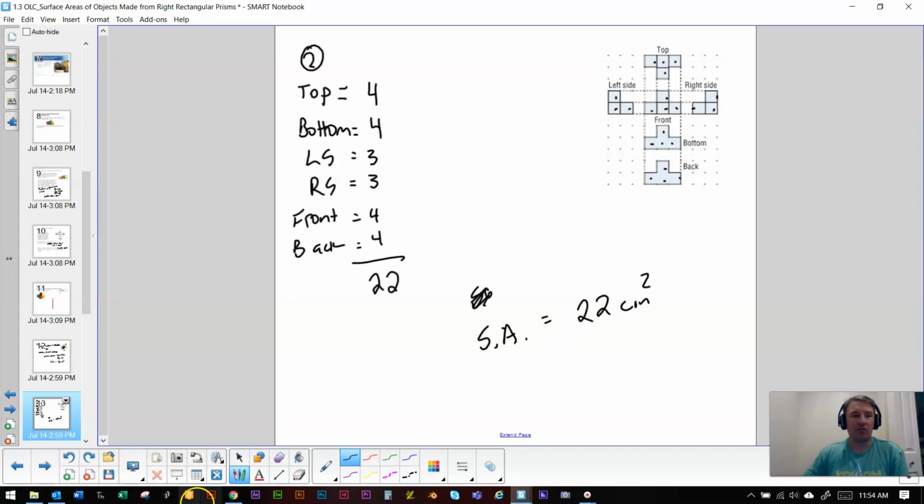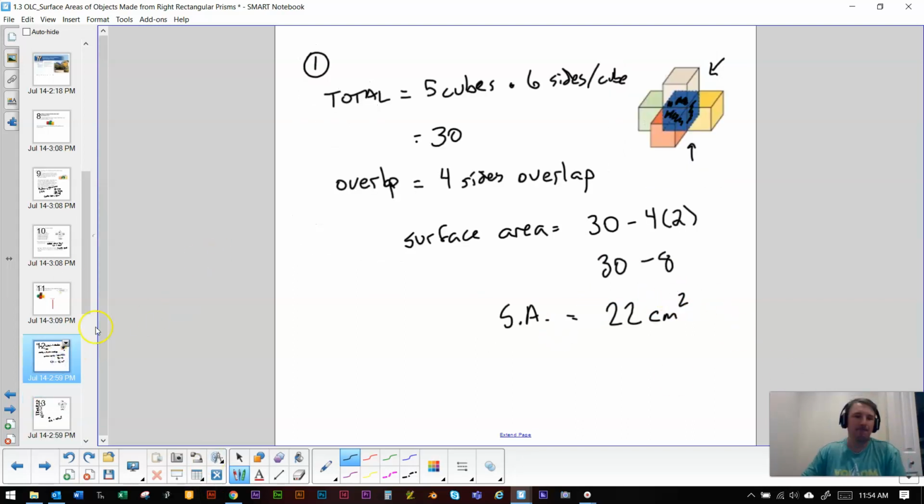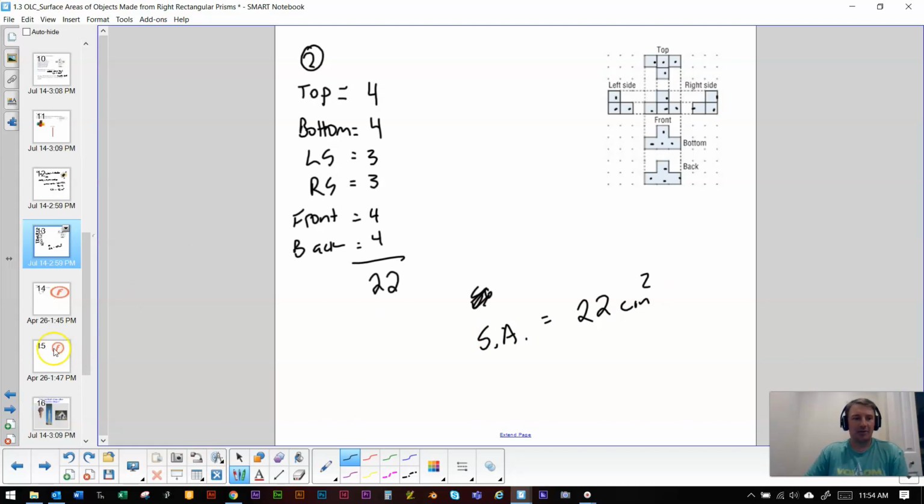Surface area is always squared. I'm going to go back and check and make sure I put squared on the other one. Yeah, surface area is always squared.